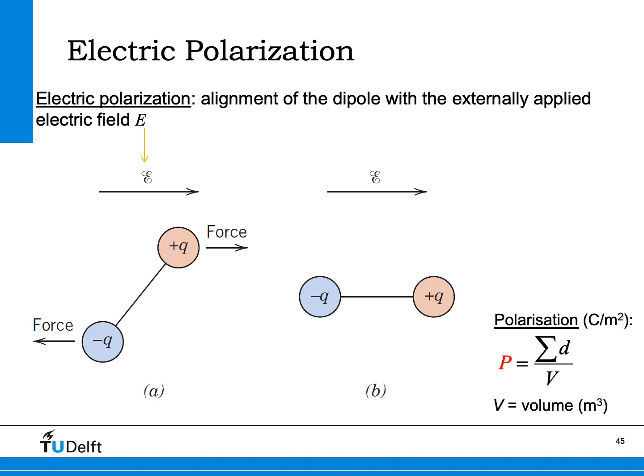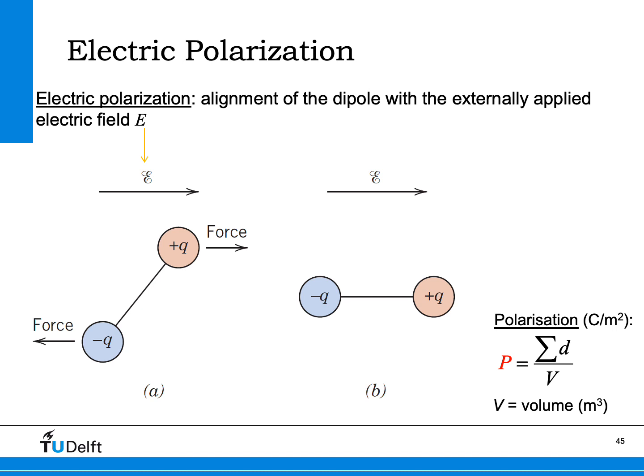So then we can define the polarization, the electric polarization, as the sum of all the dipole moments divided by the volume. And if we again look at the units, the dipole moment had a unit of coulomb times meters, and the volume is of course in cubic meters, so that means that the polarization should be in coulomb per square meter.